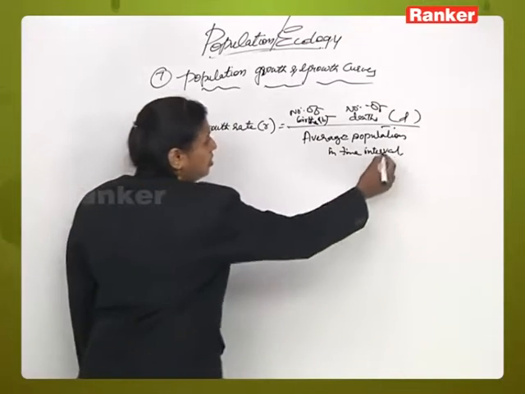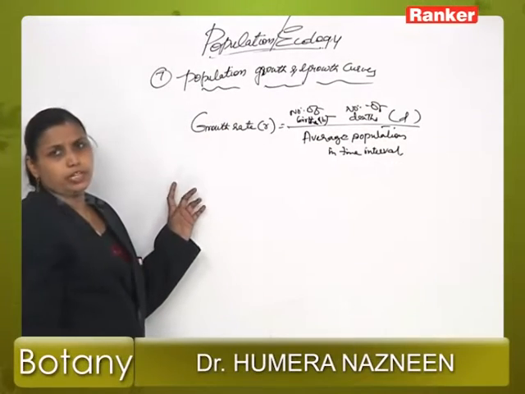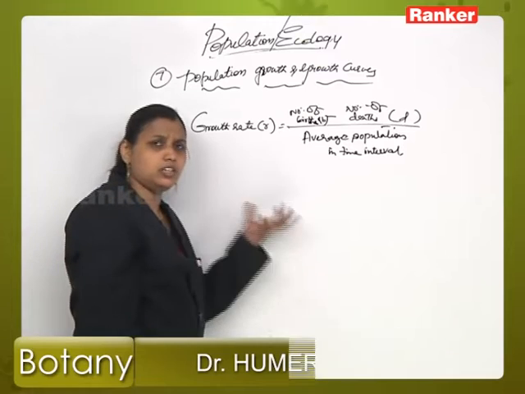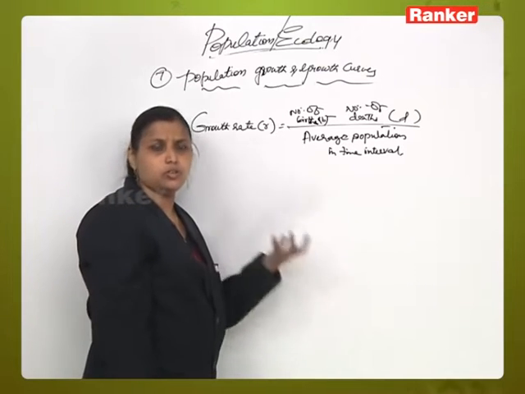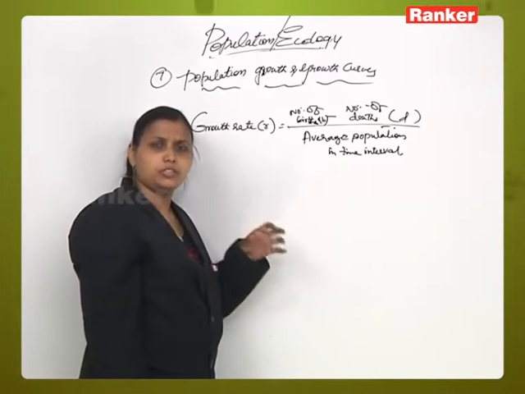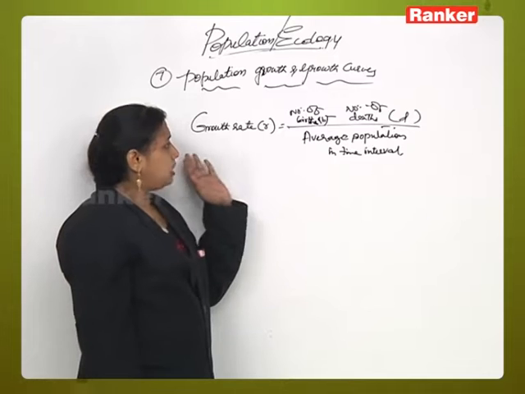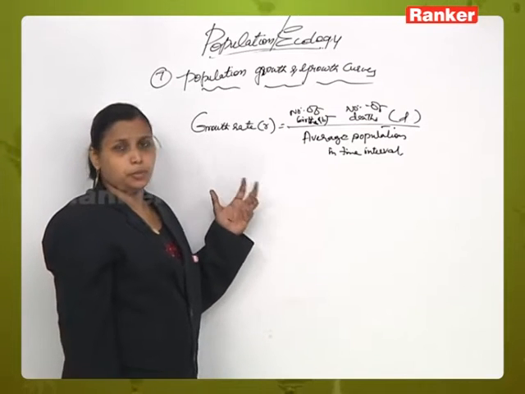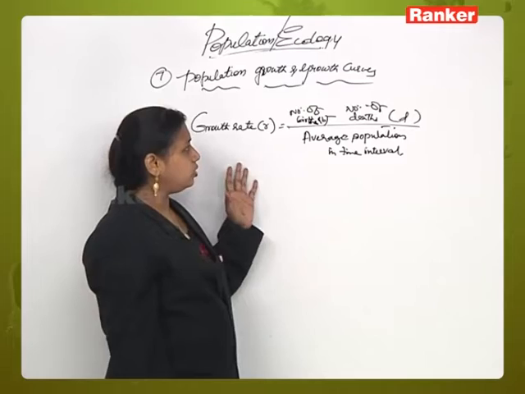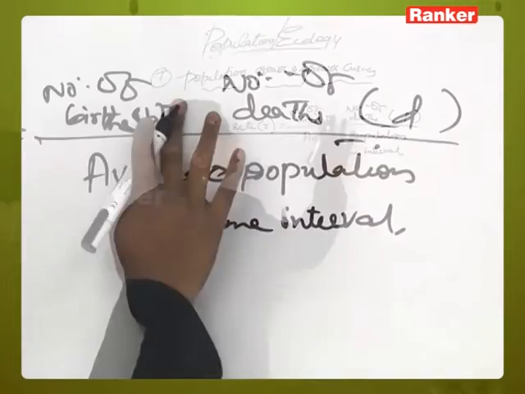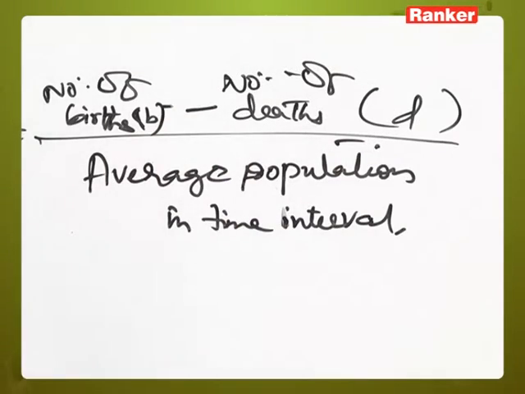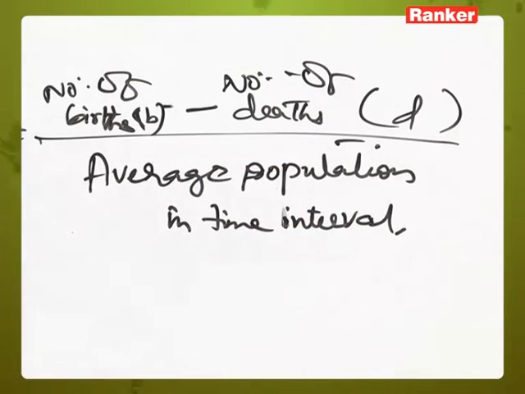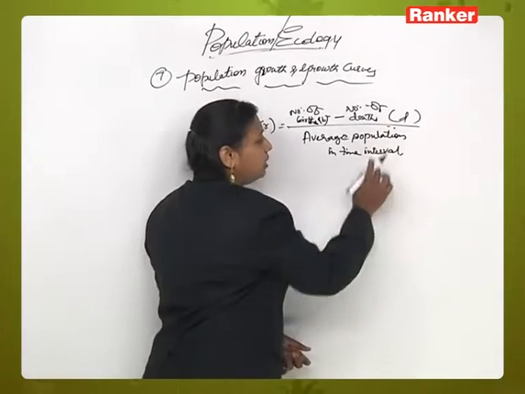So the growth of a particular population will take into consideration all those characters again: the individual grows, reproductive, pre-reproductive, post-reproductive, all that. So basically when we come to the conclusion, it is growth rate. The growth rate of a particular population can be measured by taking into consideration the difference between the number of births and the number of deaths in an average population at a particular time interval.